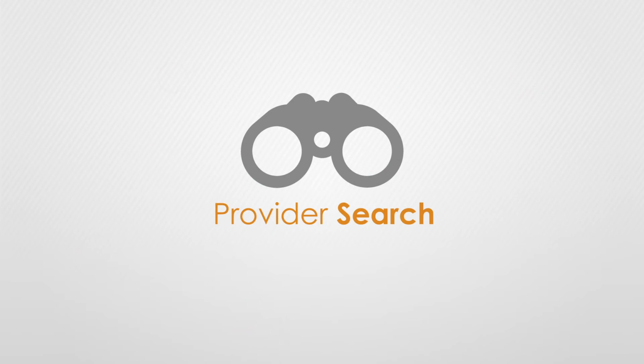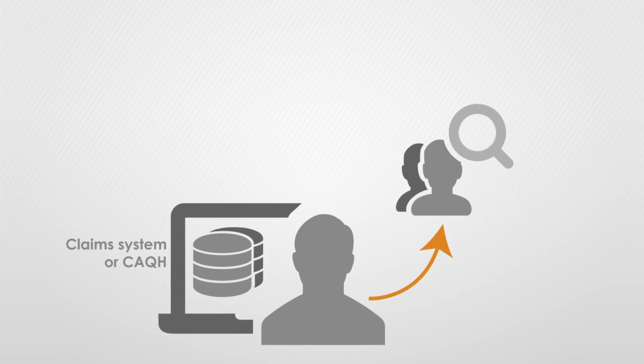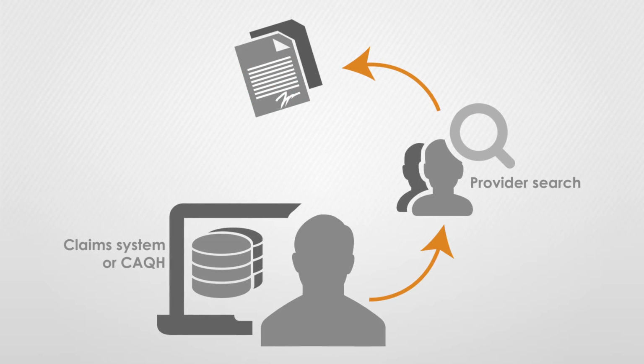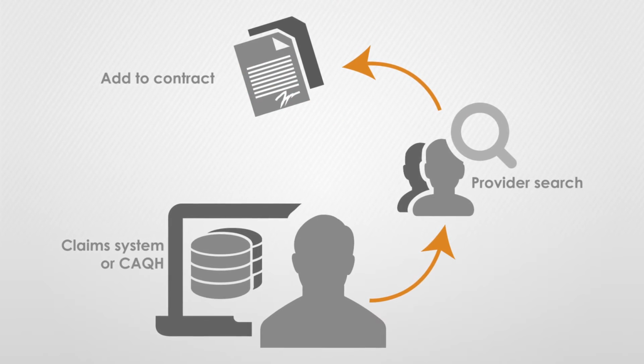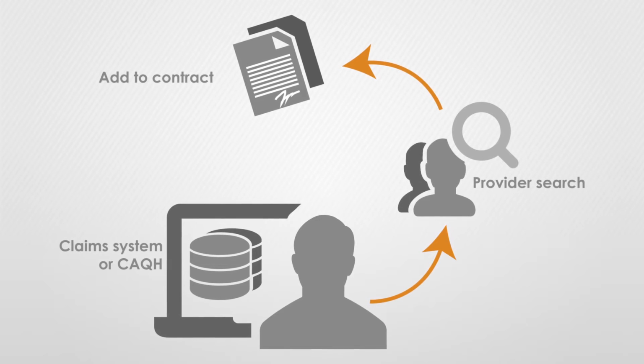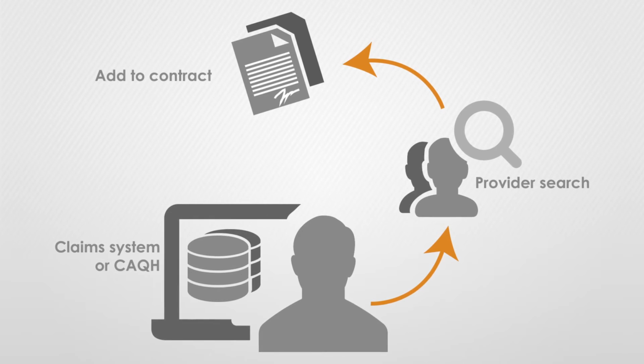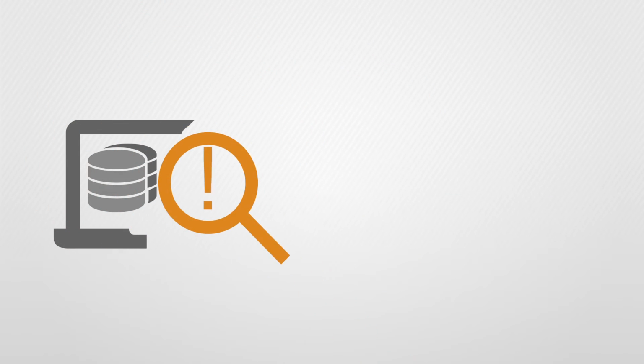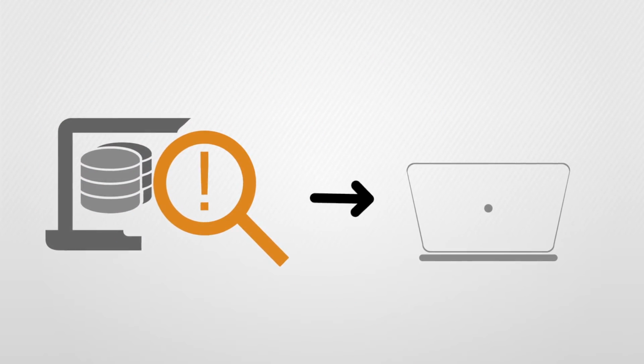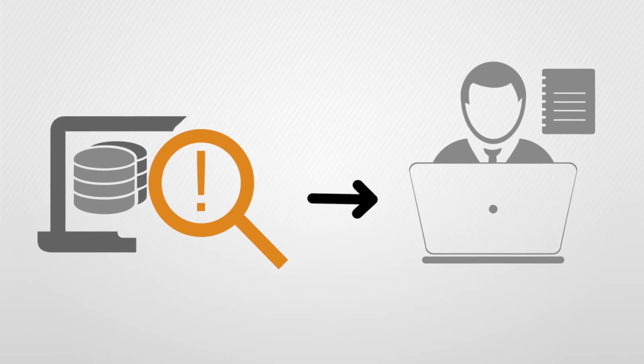Provider search. The solution enables the author to search for the required provider within the health plan's internal database, such as a claim solution or external databases like CAQH, and then add them to the contract. If provider information cannot be pulled from any of the databases, the author indexes the information manually.